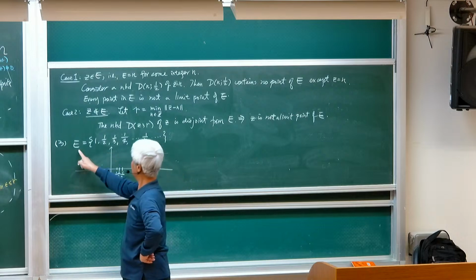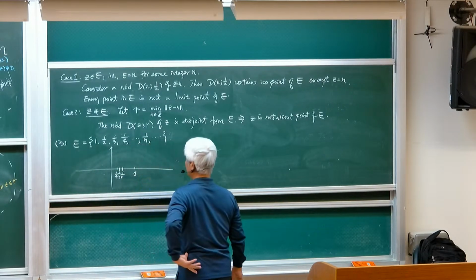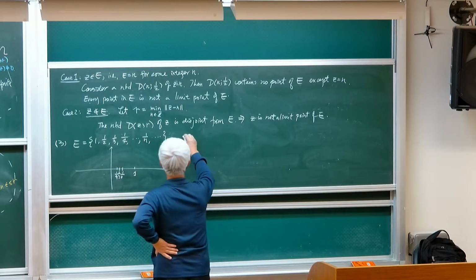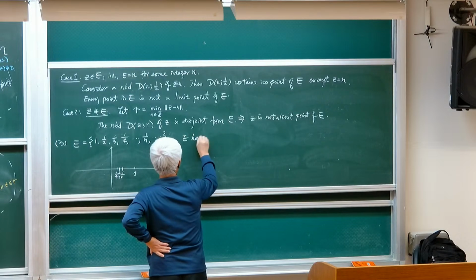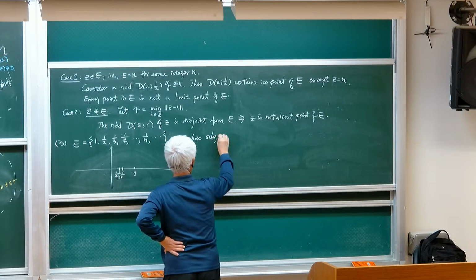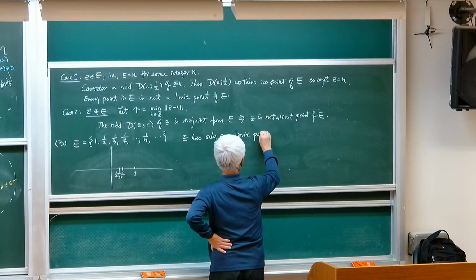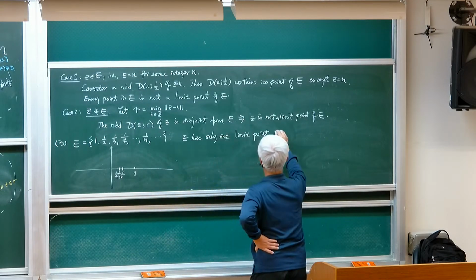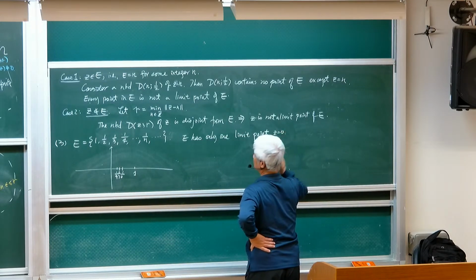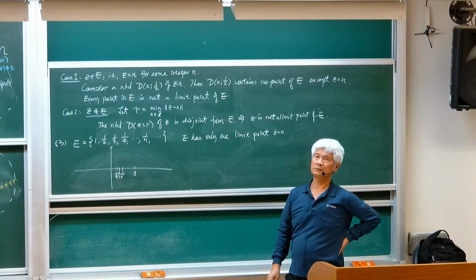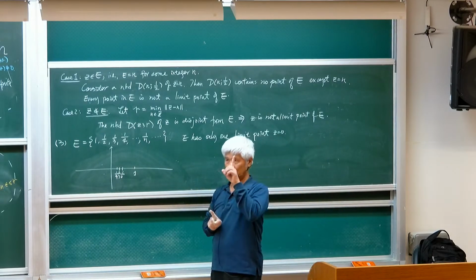This set E has only one limit point, z equal to 0. Why? So this set has only one limit point, 0.